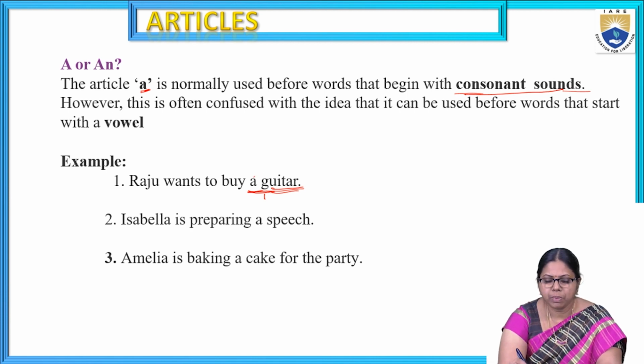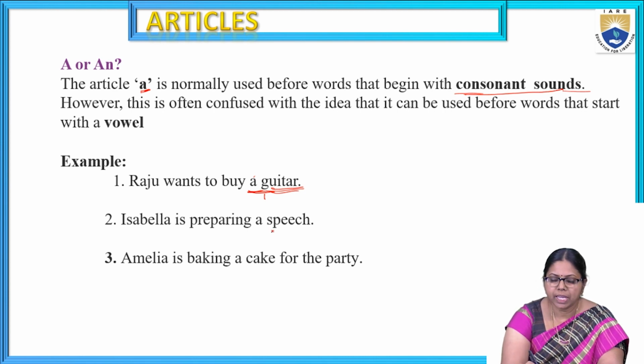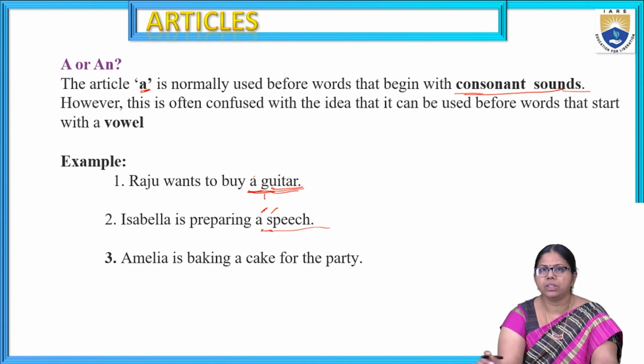And one more example, if you observe, Isabella is preparing a speech. A speech. We used the article A because the word starts with a consonant, and when we pronounce the word, we also get a consonant sound. So that is the reason why we use the article A here.